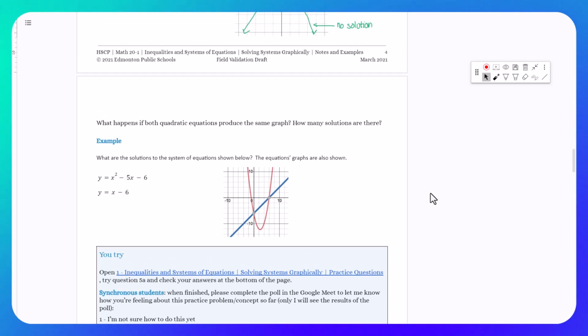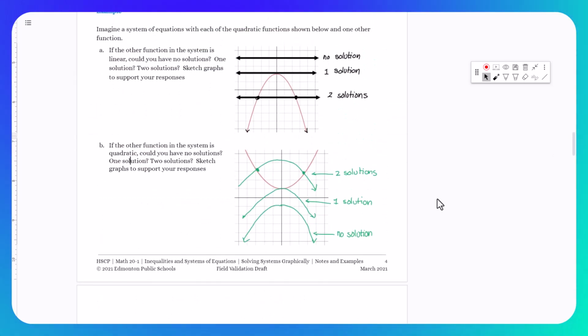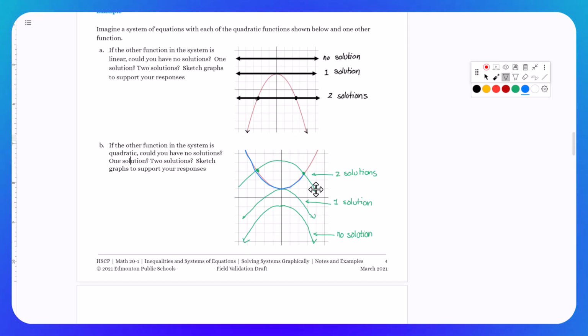Now, what happens if both quadratic equations produce the same graph? How many solutions are there? Well, that should have really been up here. So what happens if they have the same graph? What if I took one of my graphs, in another color, and laid it right on top? I know this doesn't look like it, but use your imagination that this one is exactly on top of the red one. How many solutions are there now?